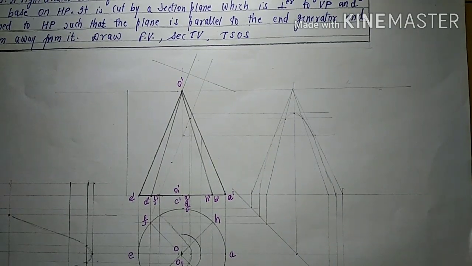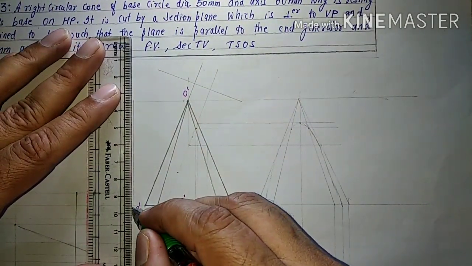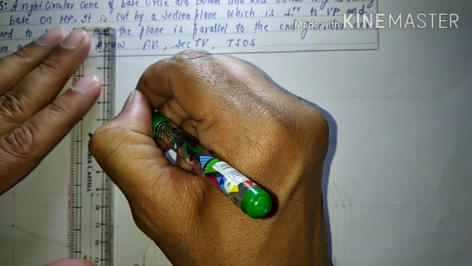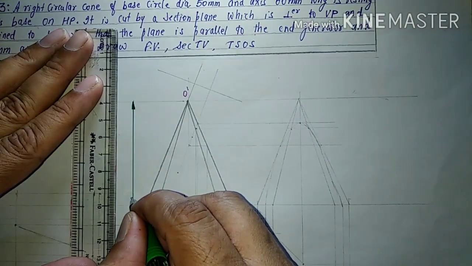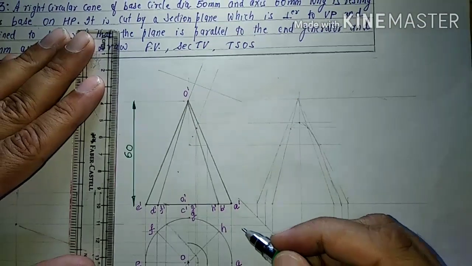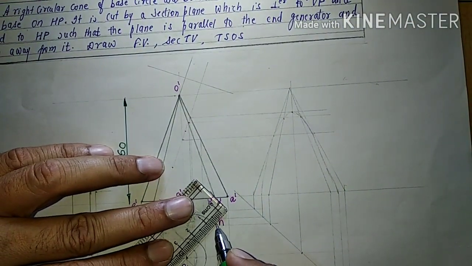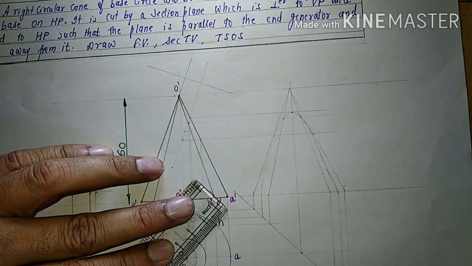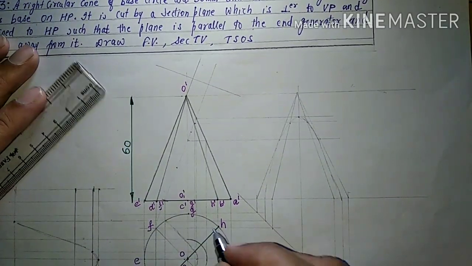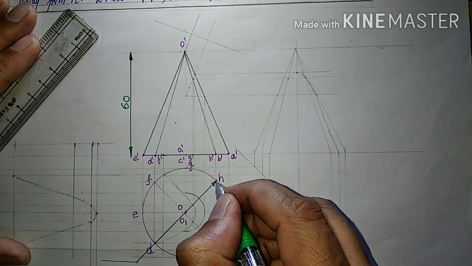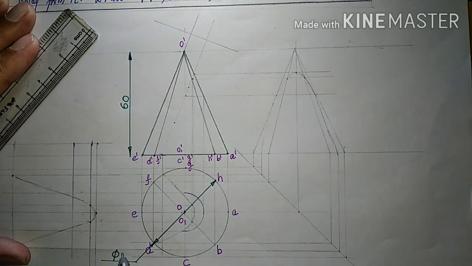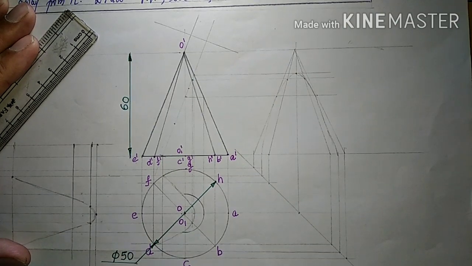Right, so now we will give here the dimensions. Height is given as 60 mm and diameter of the circle is given as 50 mm.